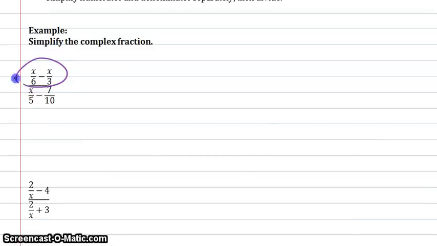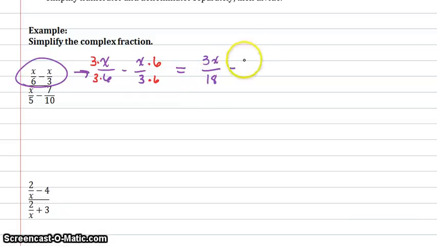So if we look at our numerator in this problem, we have x over 6 minus x over 3. We don't have a common denominator. We want to make it have a common denominator. So to do that, we need to multiply this x over 6 by 3 over 3, and the x over 3 by 6 over 6. Then that's going to equal 3x over 6 times 3, which is 18, minus 6x over 6 times 3, which is 18. So now we have a common denominator.